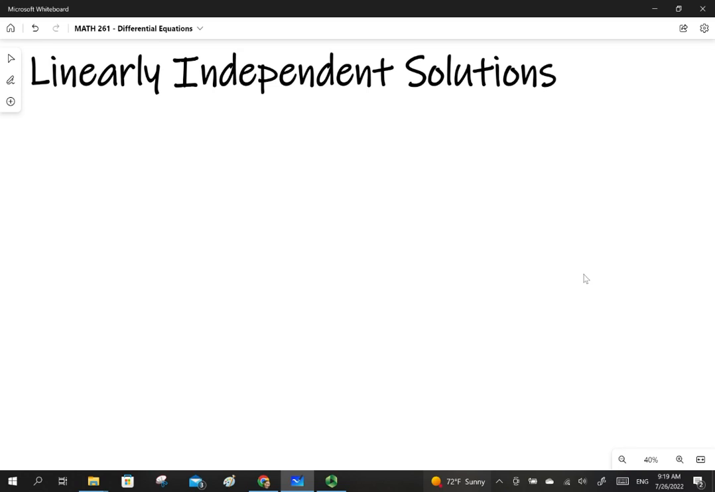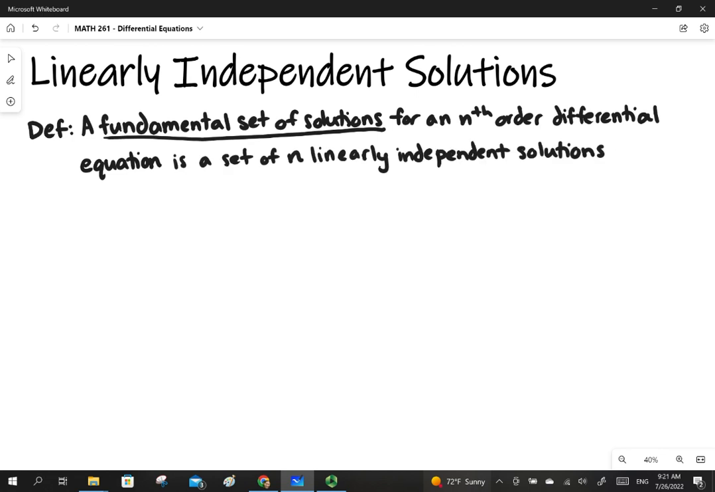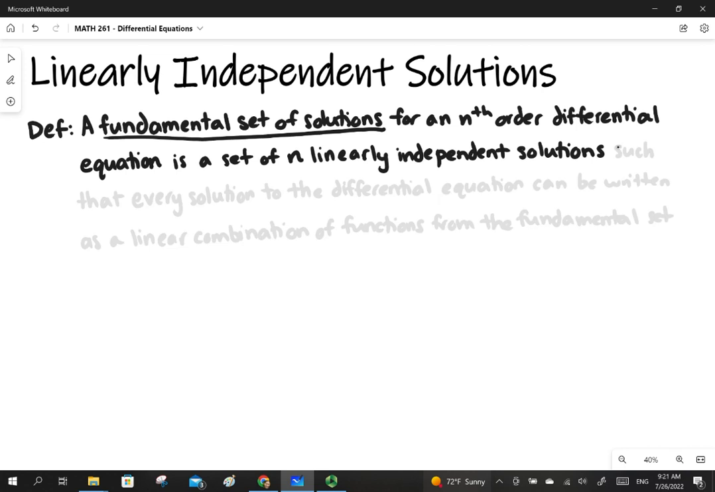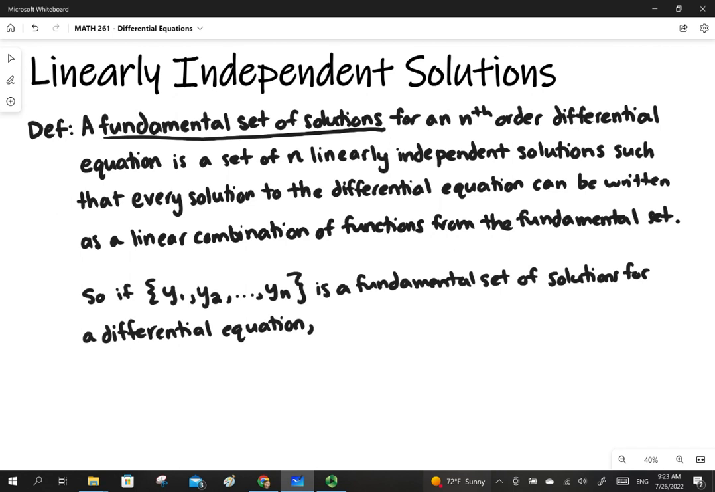Now we're going to talk about linearly independent solutions. We have two key definitions. The first is that a fundamental set of solutions for an nth order differential equation is a set of n linearly independent solutions such that every solution to the differential equation can be written as a linear combination of functions from the fundamental set.